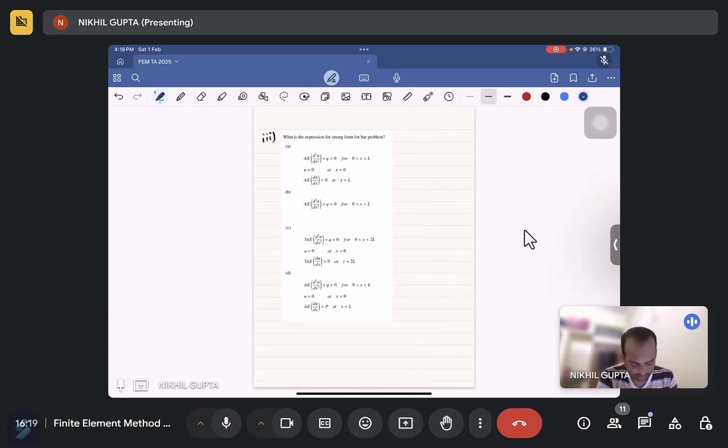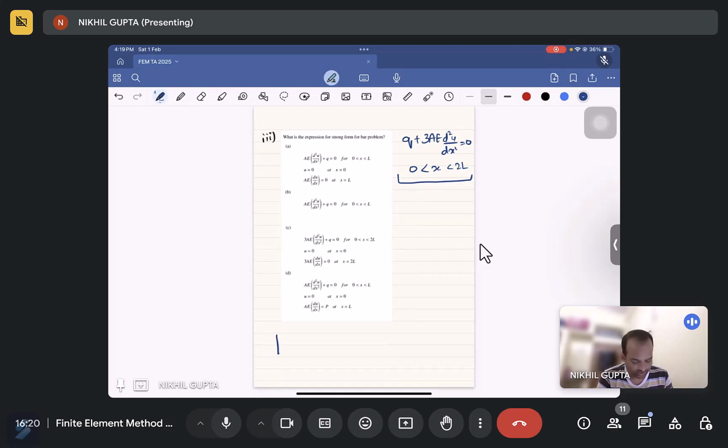So this is the next part of the question. What is the expression for the strong form of the problem? What I had told you is that the strong form is the differential equation along with the boundary conditions which our governing system holds. So the differential equation I have got, I'll write again, which is q plus 3AE d2u by dx square equals 0. Is it fine? Yes, it is correct. Since our system is 0 to 2L, we can write this as this. So this is our whole differential equation. Now we require boundary conditions also to write the full strong form.